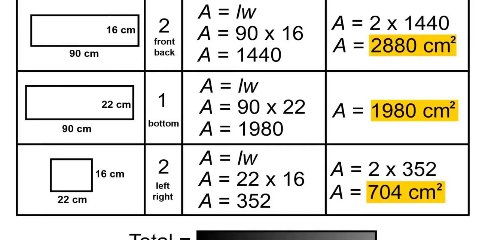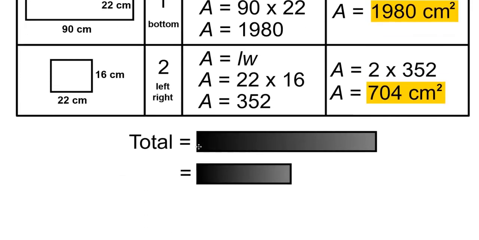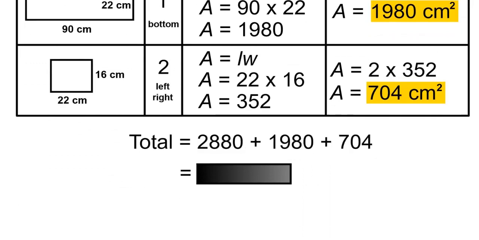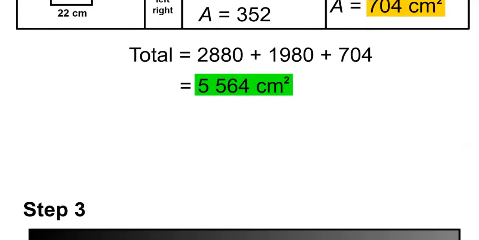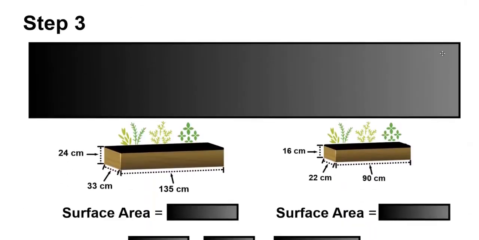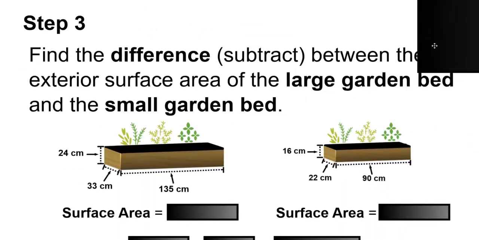To find the total, we'll add those 3 totals up. 2,880 plus 1,980 plus 704 gives us a total of 5,564 centimeters squared, which is the surface area of the small garden bed.